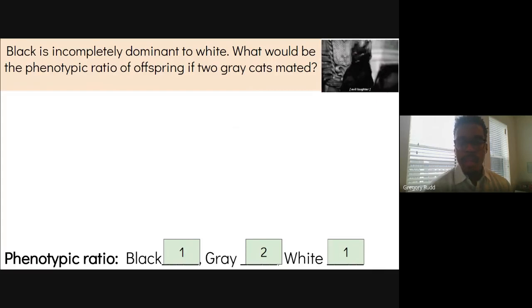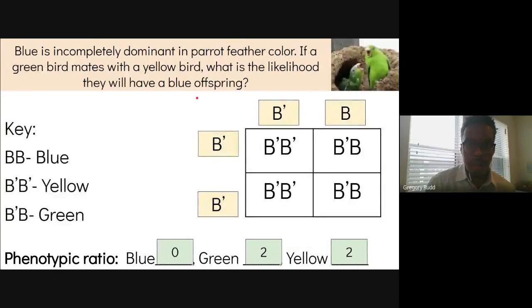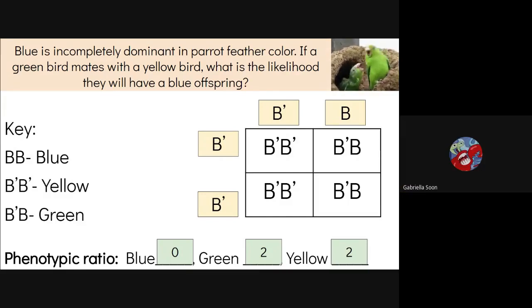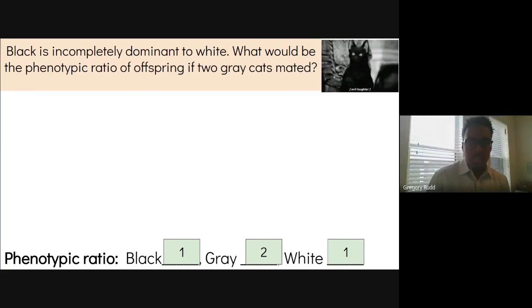Okay. Black is incompletely dominant to white. What would be the phenotypic ratio of offspring if two gray cats mated? So what letter do we want to use this time? Are we going to go B again, or is somebody going to throw out another letter? I wasn't finished writing the second one. Okay, thanks. I'm done now. A C? Okay. C. We like the C for cat.